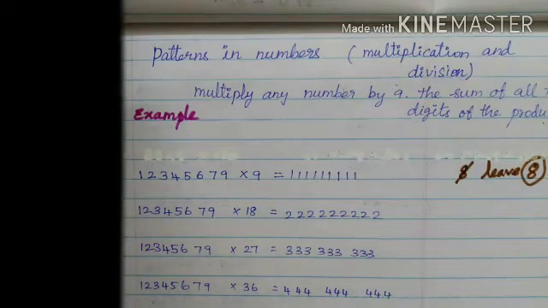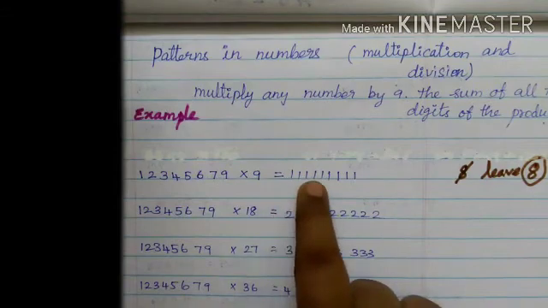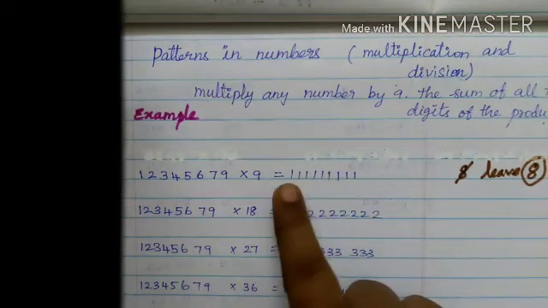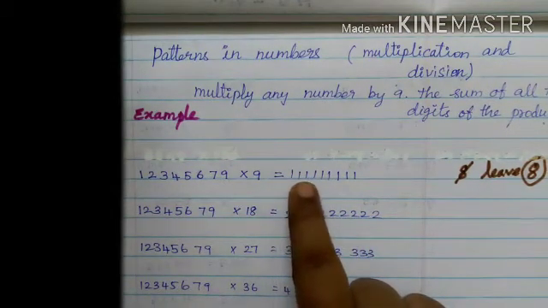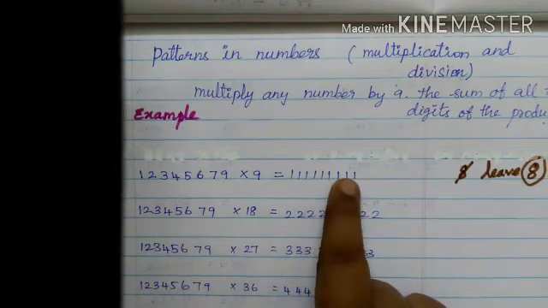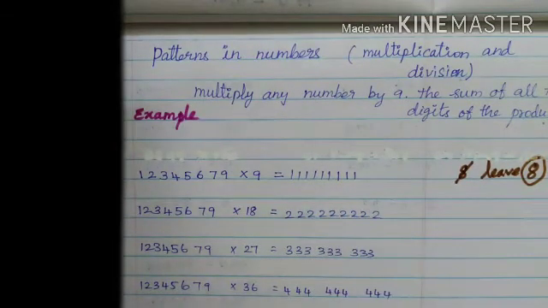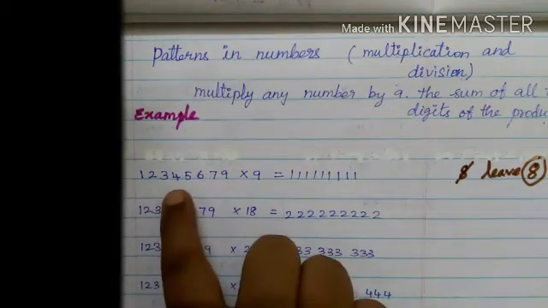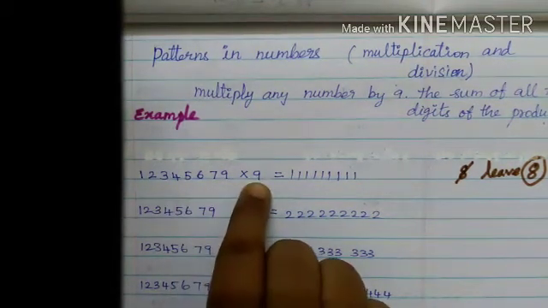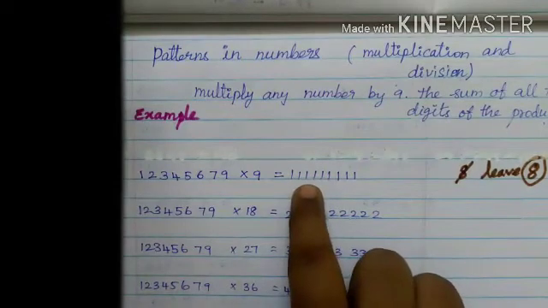So we multiply by the number 9. You get the answer only 1, 1, 1, 1, 1. How many times? 9 times. 1, 2, 3, 4, 5, 6, 7, 8, 9. 9 times you get the number only 1. So first, 1 multiplied by 9, you get 9 once.